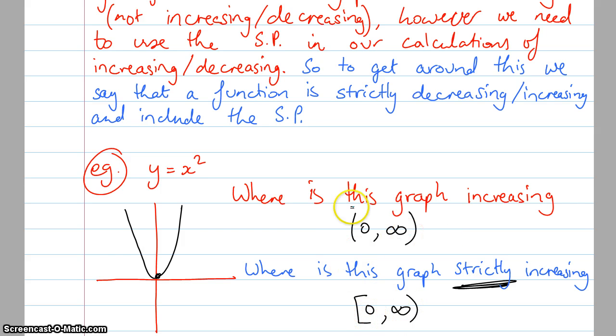Okay, so that's basically it. That's the long and the short of it. If it says where is the graph increasing, you don't include any turning points or stationary points. But if it says where is the graph strictly increasing, that's when you would include the turning point that's attached to the area that you're looking at. Okay. Now, hopefully that's made a little bit of sense.